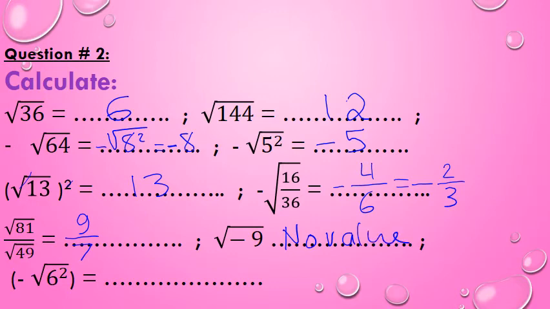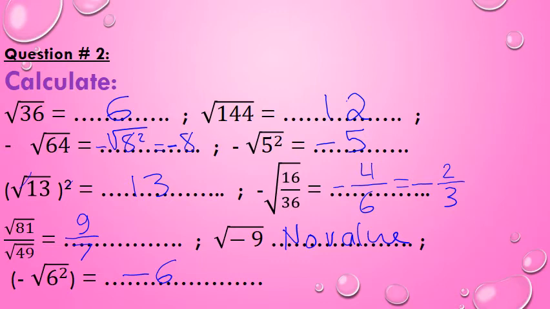Now minus radical 6 squared. Yes, Ali. We remove the radical with the square, equal minus 6. Why is it minus 6? Because the 2 is not for the minus. The squared is not for the minus, it's only for the 6.